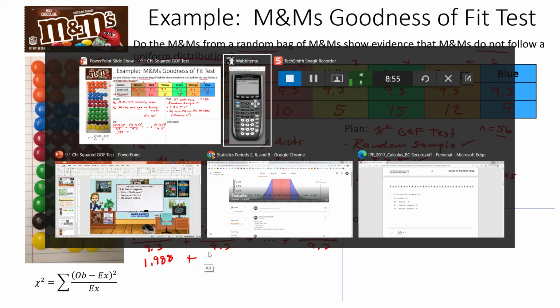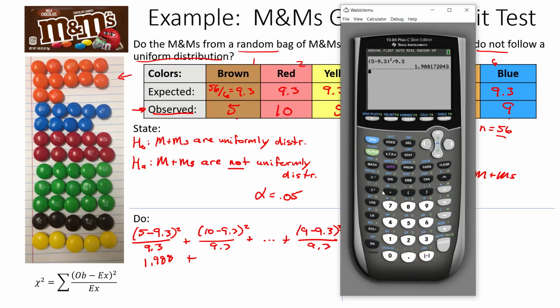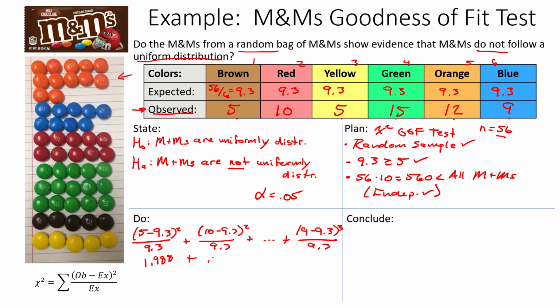Plus, and now we're going to do the same thing for the next one here. So we've got (10 minus 9.3) squared, divided by 9.3. Enter. 0.05. Not very much there. Plus, and then we're going to do the same thing here. Well, that's another 5, so that's going to give us this same number again, 1.988.